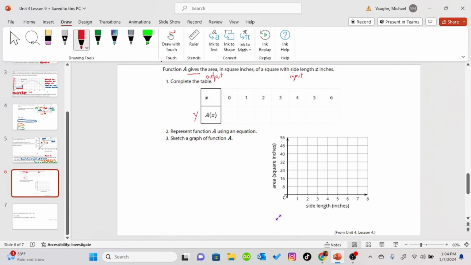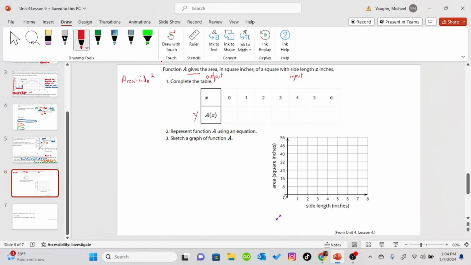And area is how much space a shape takes up. So on a square, you multiply one side times the other. But on a square, the sides are the same. So if I multiply one number times another when they are the same, that means my area is the side squared. So we'll use that to complete the table.